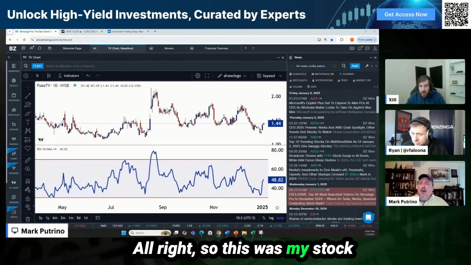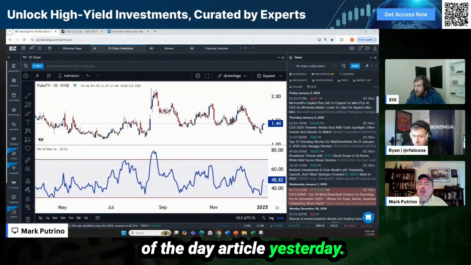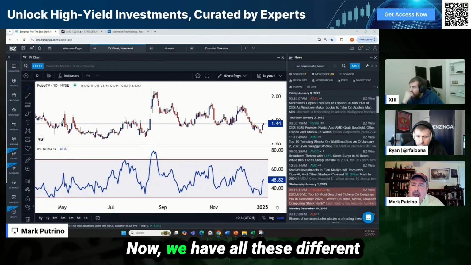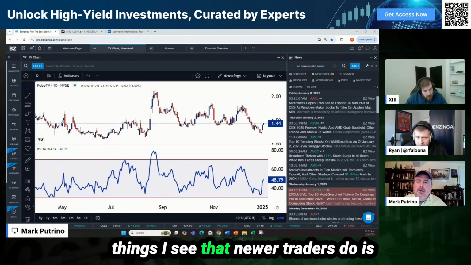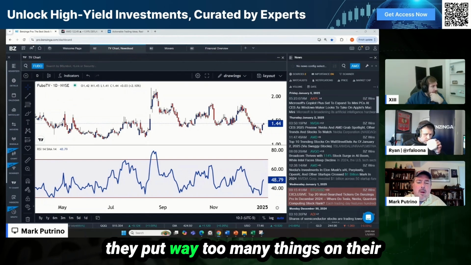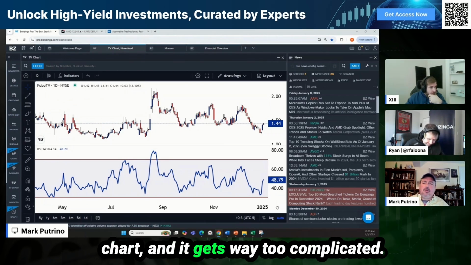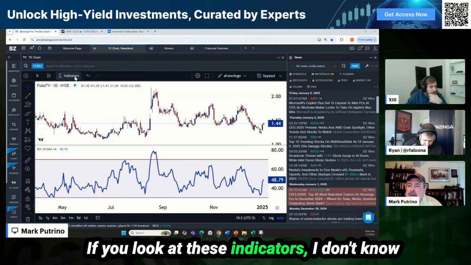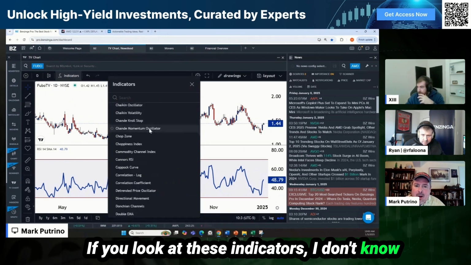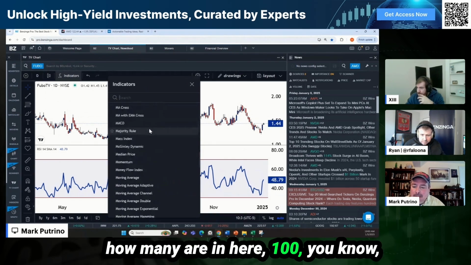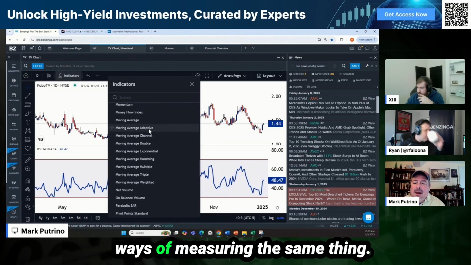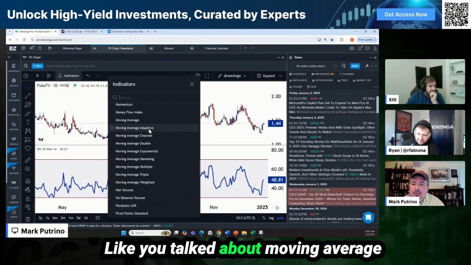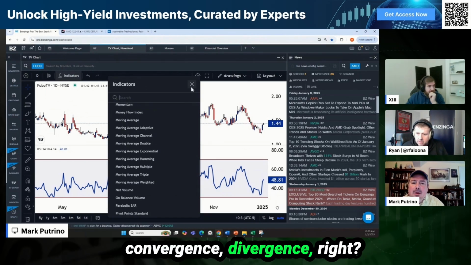Right, so this was my stock of the day article yesterday. Now, we have all these different momentum indicators, and one of the things I see that newer traders do is they put way too many things on their chart, and it gets way too complicated. If you look at these indicators, I don't know how many are in here, 100, 150. 90% of these are just different ways of measuring the same thing. Like you talked about moving average convergence divergence, right?